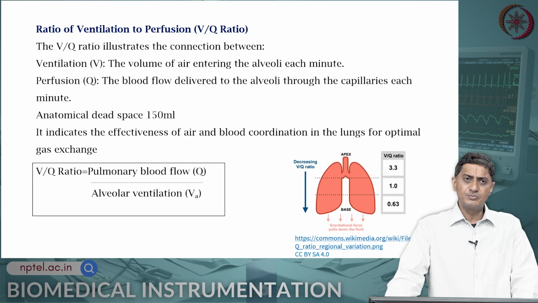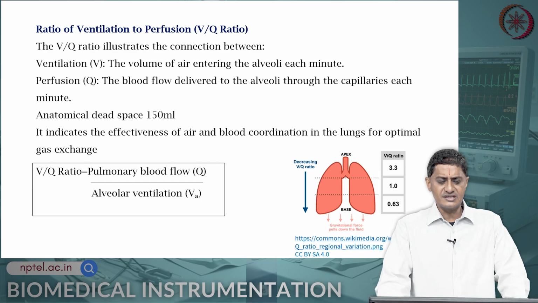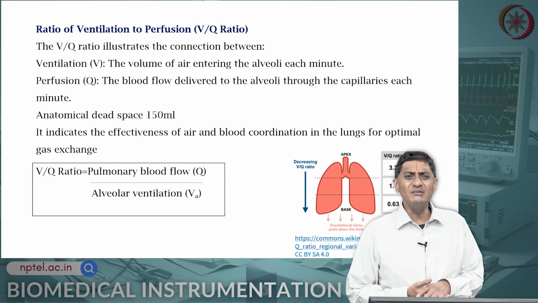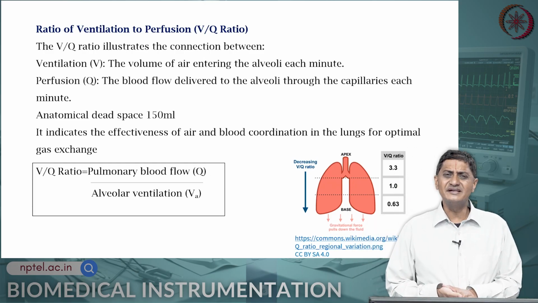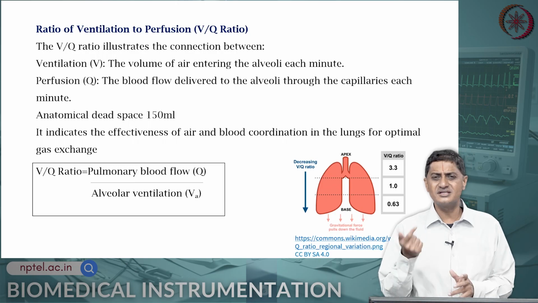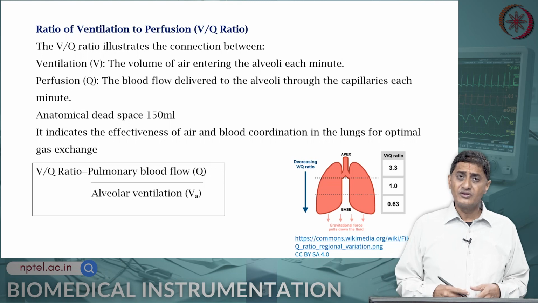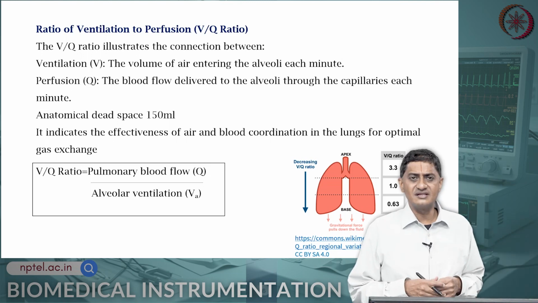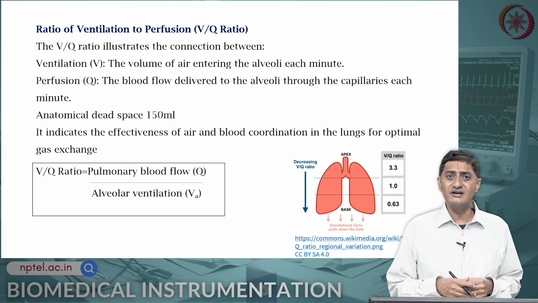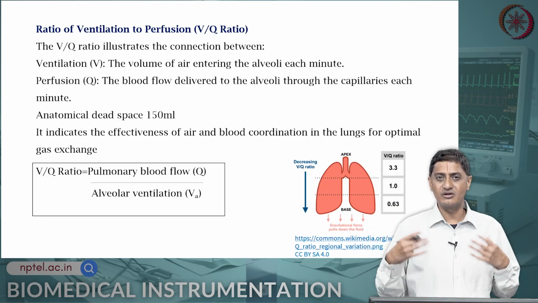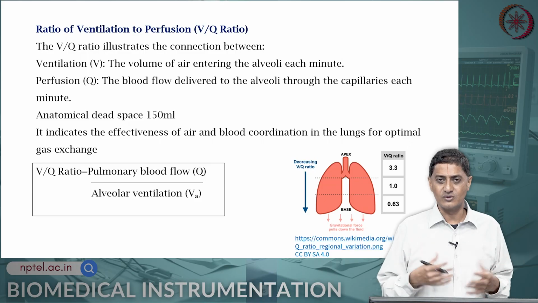The ventilation to perfusion ratio essentially illustrates the connection between how much air is entering the alveoli each unit of time, in this case each minute. The volume of air that enters the alveoli in each minute is called ventilation. That is, the amount of air that is entering the alveoli.